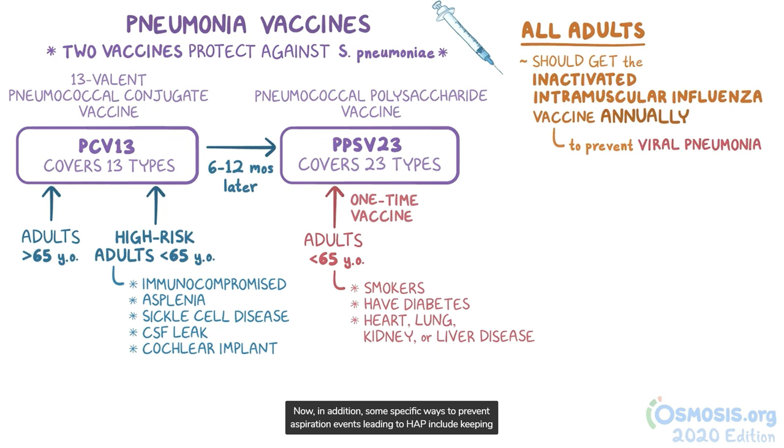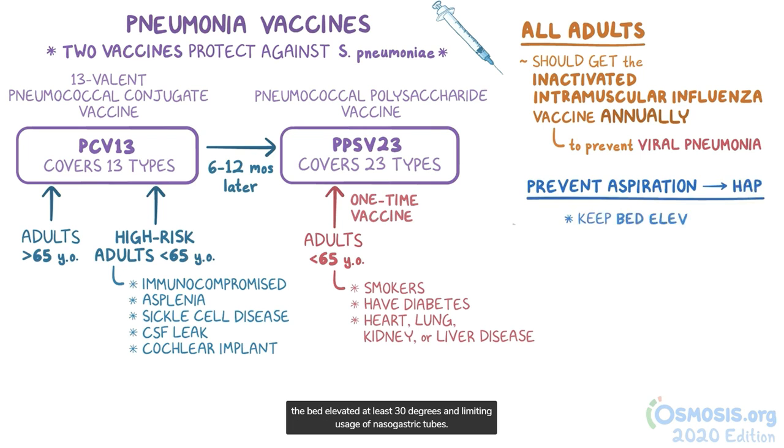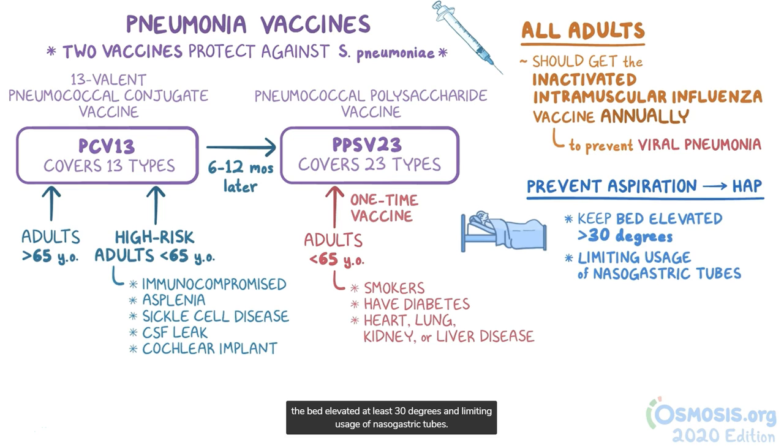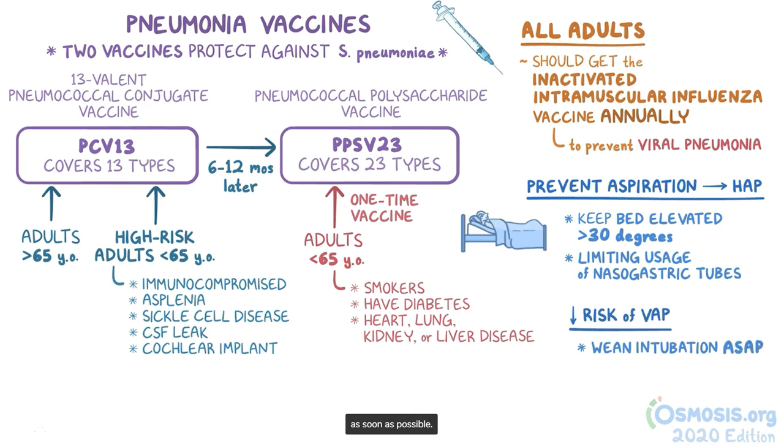Now, in addition, some specific ways to prevent aspiration events leading to HAP include keeping the bed elevated at least 30 degrees and limiting usage of nasogastric tubes. And one way to help reduce the risk of VAP is to wean intubated individuals off the ventilator as soon as possible.